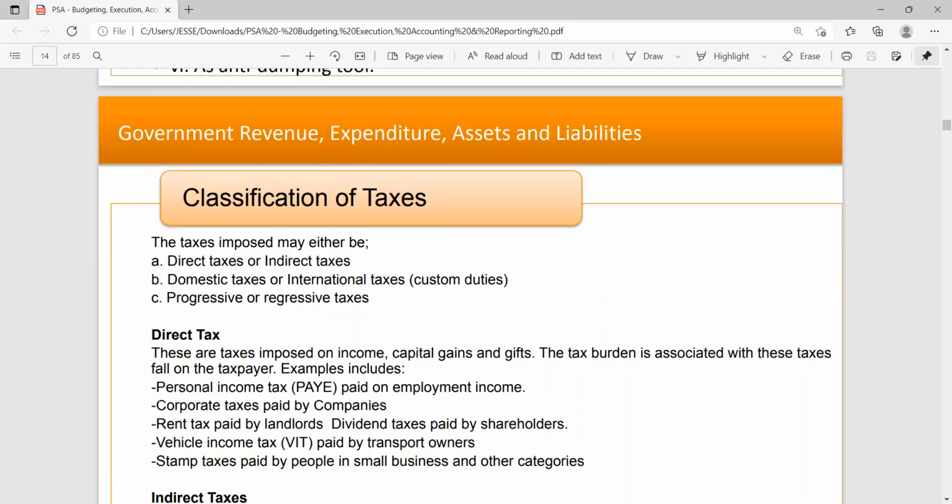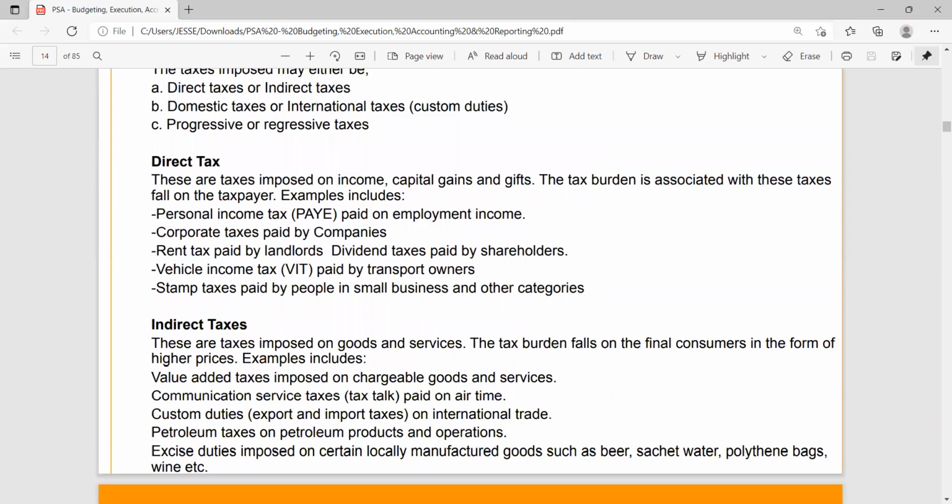Very, very key. Now let's talk about government revenue. So we are continuing our discussion. Now let's look at the classification of taxes. The taxes imposed may either be direct taxes or indirect taxes, domestic taxes or international, progressive or regressive. And these are the basic classification of taxes that we are looking at. Right? So let's look at direct tax. These are taxes imposed on income, capital gains, and gifts, right? Very, very key.